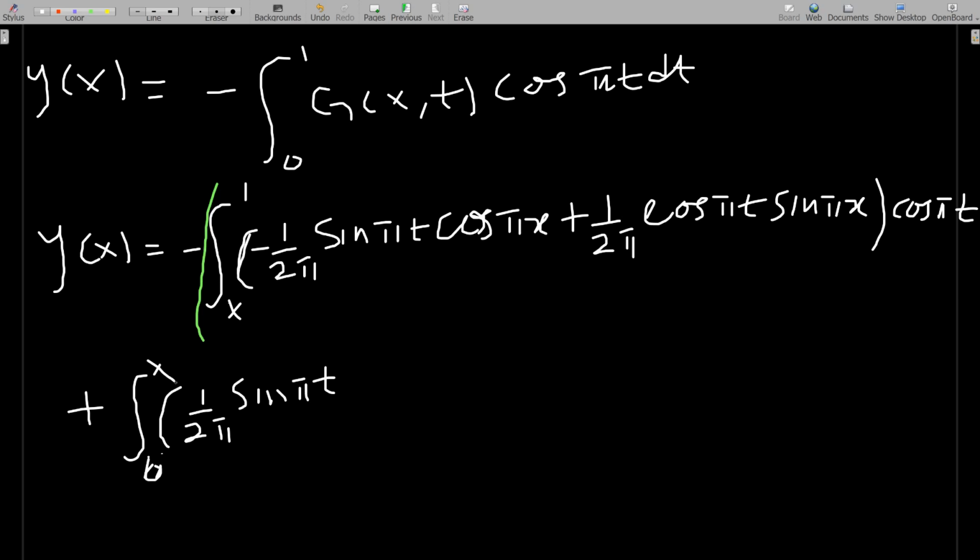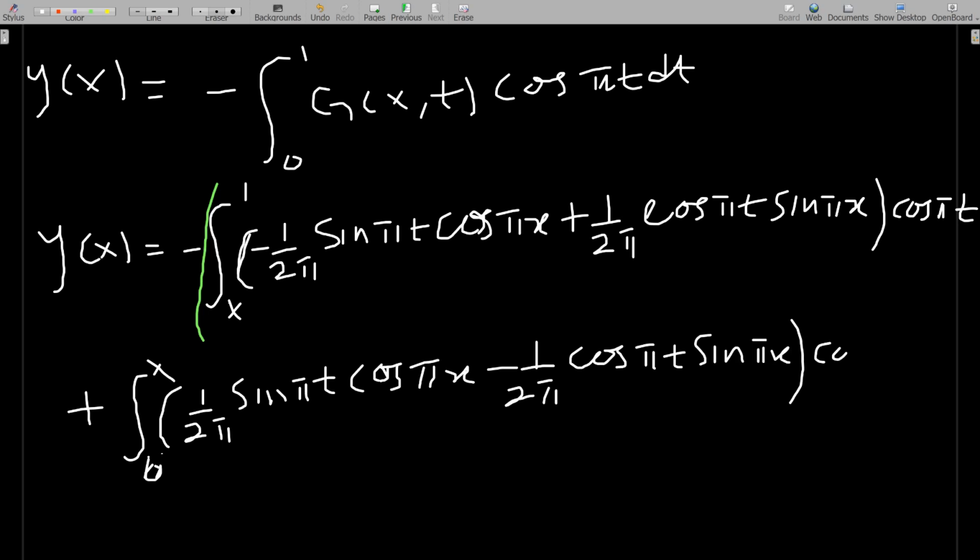So sine pi t cos pi x, then minus 1 over 2 pi cos pi t sine pi x, all of this times cos pi t dt. Everything is dt. So let me use the green pen to cover it. So it's like this, the negative of everything. There's a negative here, take notes. So let's pick them one by one and do the integration, and we'll just close.